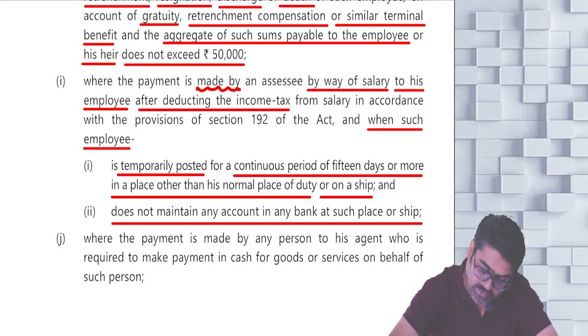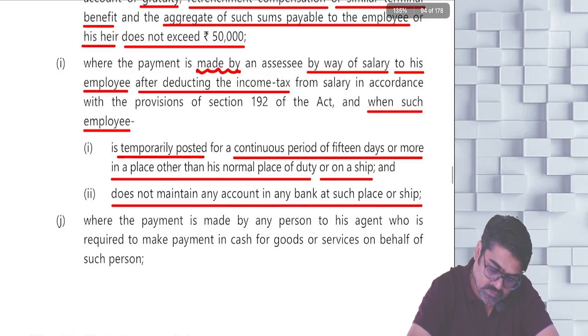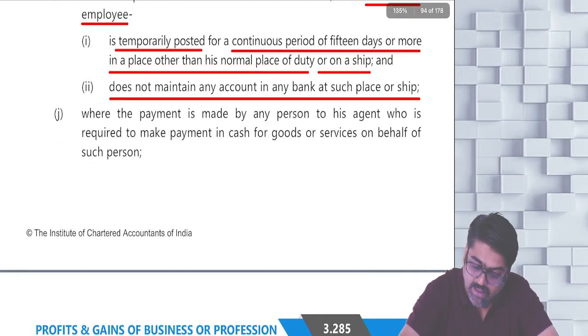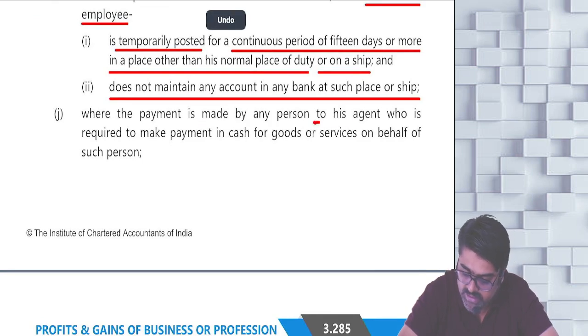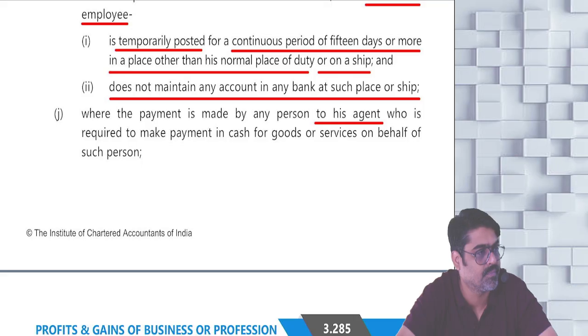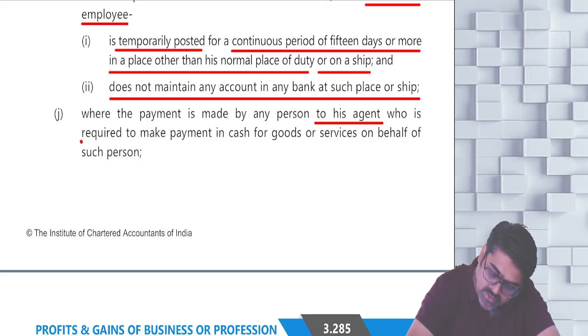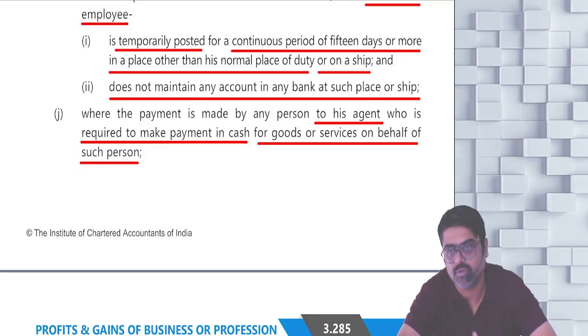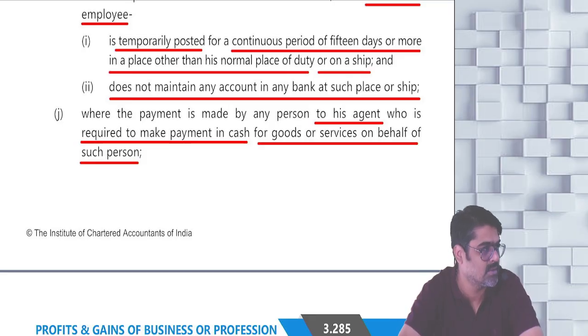Okay, see now, this is also important. Mark this point also important. Okay, next one, where the payment is made by any person to his agent. Payment to your agents, who is required to make payment in cash for goods or services on behalf of such person.